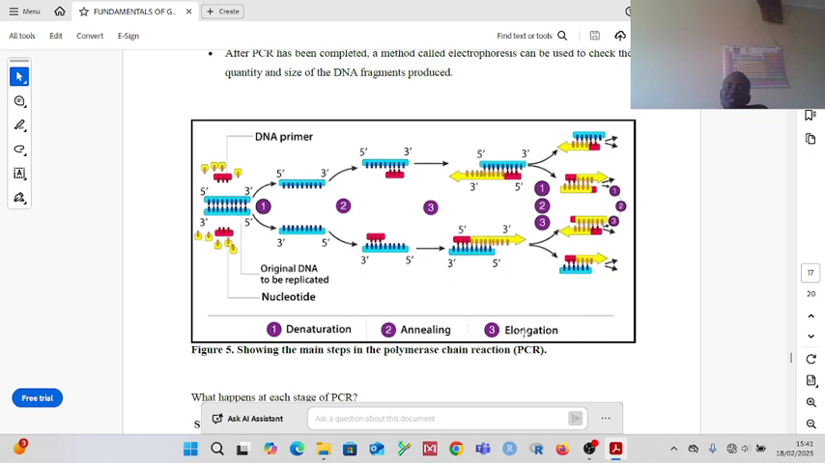After we've gotten to the end of stage 3, elongation, we can denature all this again. When we denature this, we get 1, 2, 3, 4, so we'll get 8 single strands. Then we anneal on the 8 single strands, then we extend all the 8 single strands. Extending the 8 single strands gives us 8 double strands. Then we denature the 8 double strands, which gives us 16 single strands. After we denature, we anneal, then we elongate or extend.